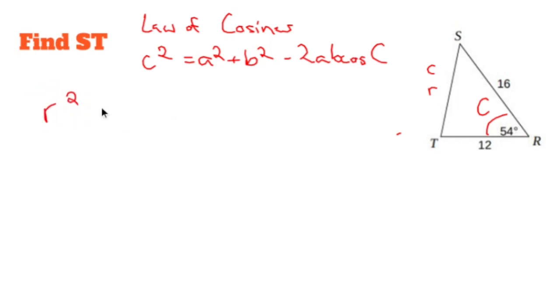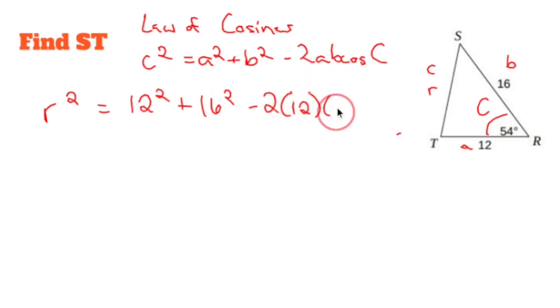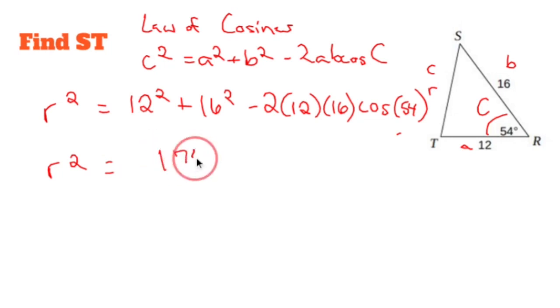So R squared is going to equal, if I call you A and if I call you B, that'll be 12 squared plus 16 squared minus 2 times 12 times 16 times cos 54. The nice thing about all of this is it's all one big terrible calculator problem. And when I throw that into a calculator, I get 174.2905. Am I done? No.